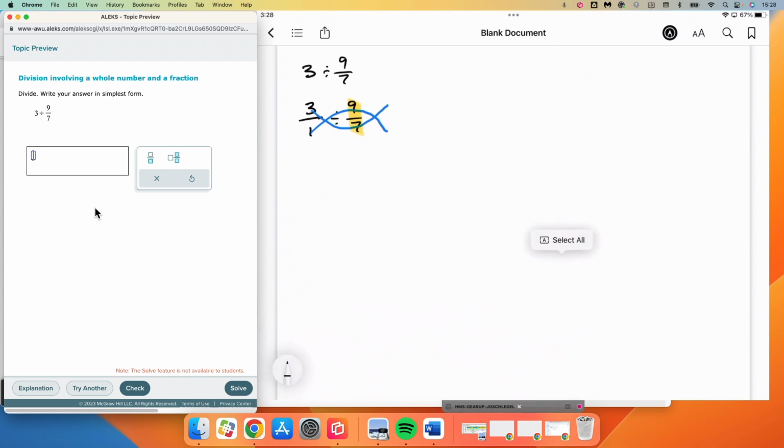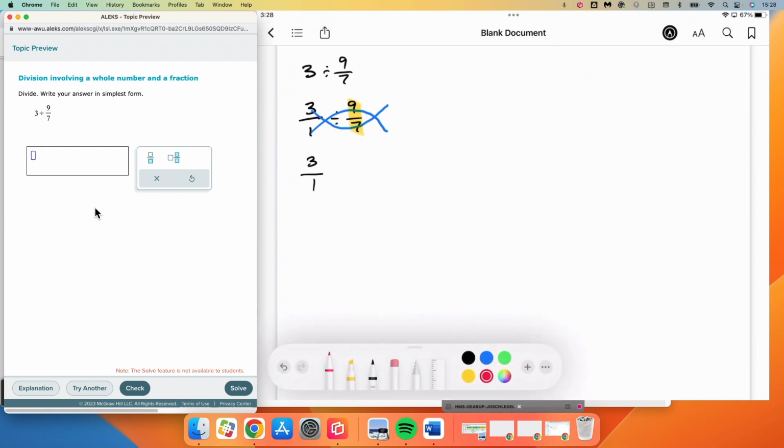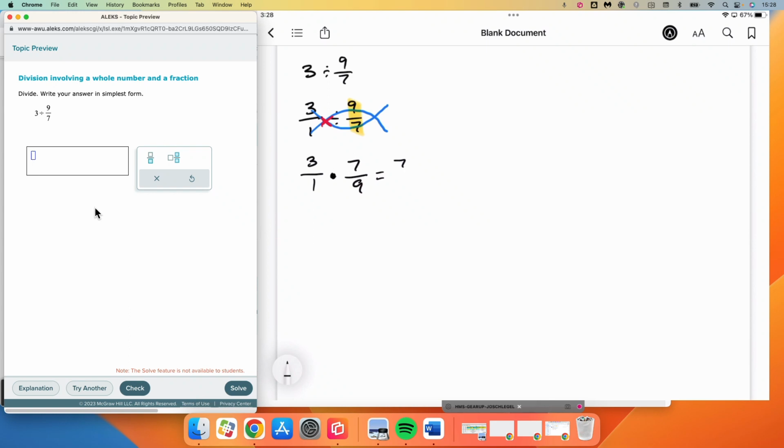So if I were to pull on those ends, the ends would stay in the same spot, so 3/1. This right here helps me remember that I'm changing this to be multiplication. And then the middle spins around, so 7/9. 3 times 7 is 7. Actually, yeah, 3 times 7 is 7. 1 times 9 is 9.